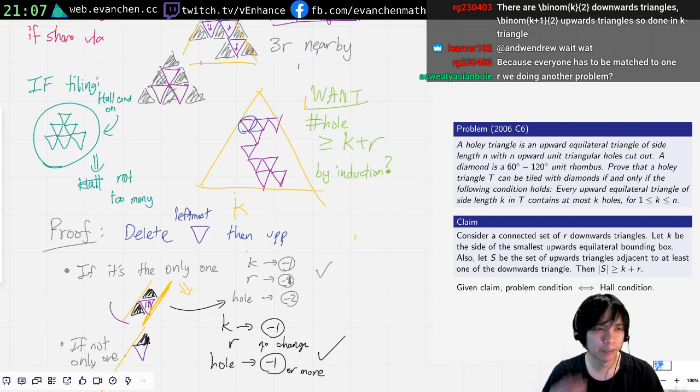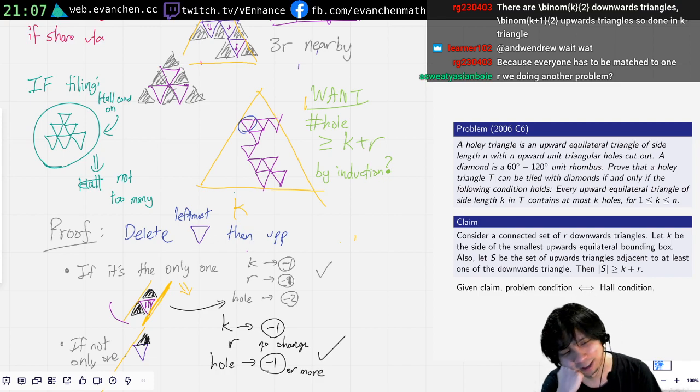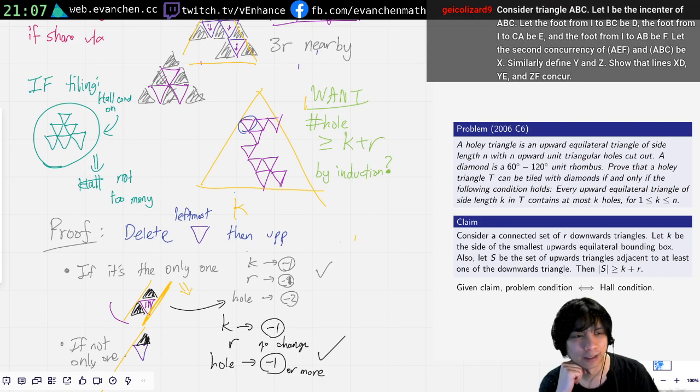Are we doing another problem? I was planning not to because it's literally between the two USAMO days. If people really want to do another problem, I guess I could.